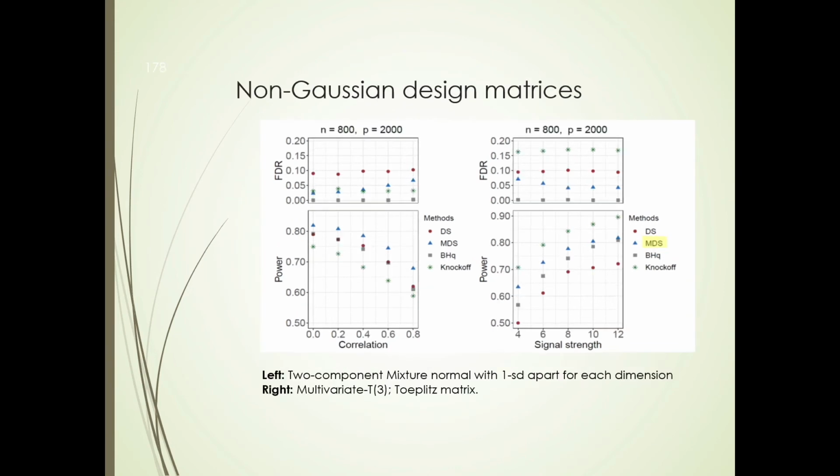Next slide. This is some non-Gaussian designs. The covariates are simulated from a t distribution or mixture Gaussian distributions, and this is a little unfair for other methods because when you assume normality, this is misspecification, and they tend to have errors. But this is just trying to show that multiple data splitting seems to be quite robust to this type of different design matrices. You can see for the MDS, the blue triangles, their FDR is almost always under control.